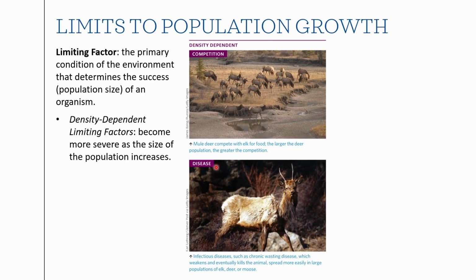Here, disease is said to be a density-dependent limiting factor because it's affecting larger populations. So the transmission of diseases, such as this chronic wasting disease that you'll see here, will spread more easily in larger populations because the herd is bigger and it's easier to transfer the pathogen. And we kind of saw this with COVID a few years ago. Unfortunately, it was the major cities where population density of humans was very high, and it was easy to spread that virus. And so we saw our major cities throughout the world hit most heavily by the COVID virus.